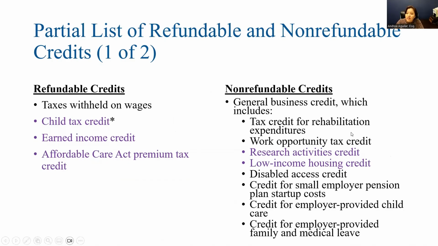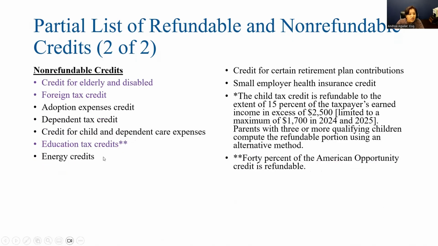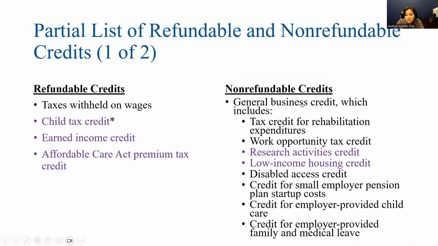We have the tax credit for rehabilitation expenditures, work opportunity tax credit, research activities credit, low-income housing credit, disabled access credit, credit for small employer pension plan startup costs, credit for employer-provided child care, for employer-provided family and medical leave. So generally those are the business credits. But in the general business credit, we have different types of credits.